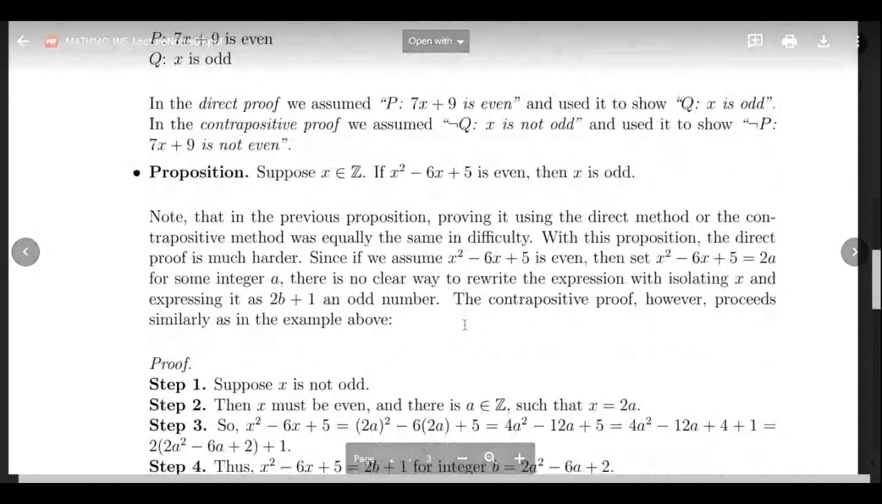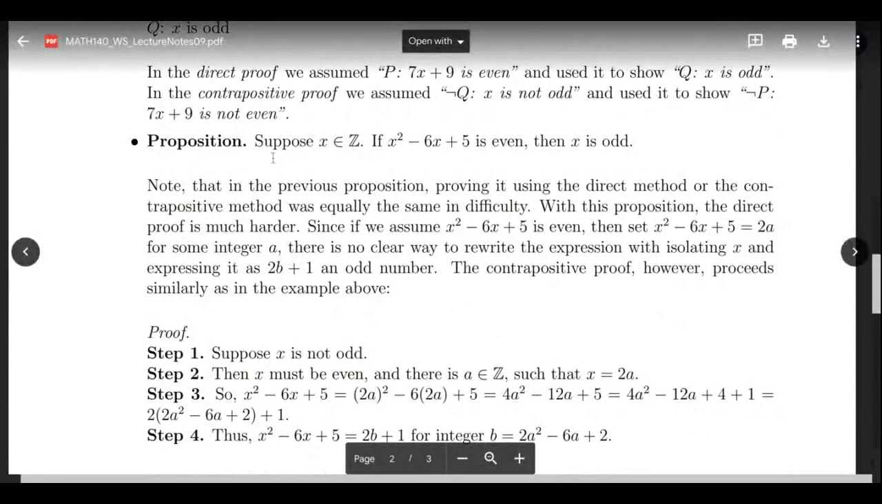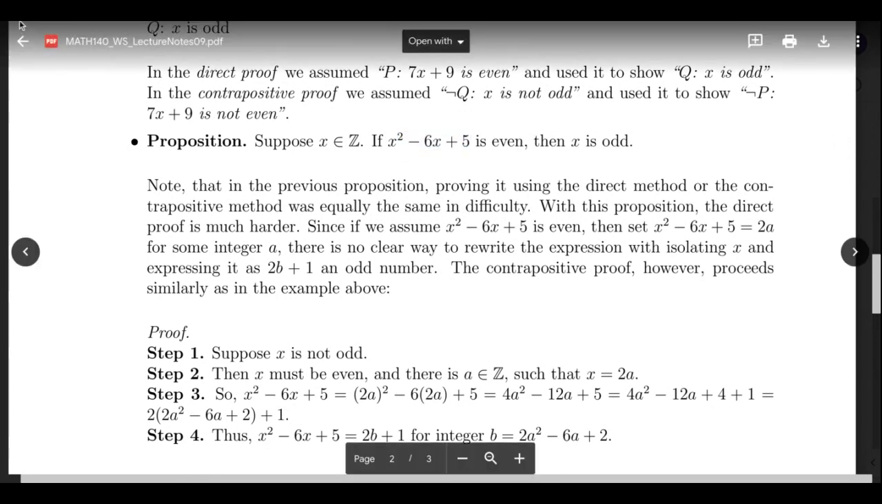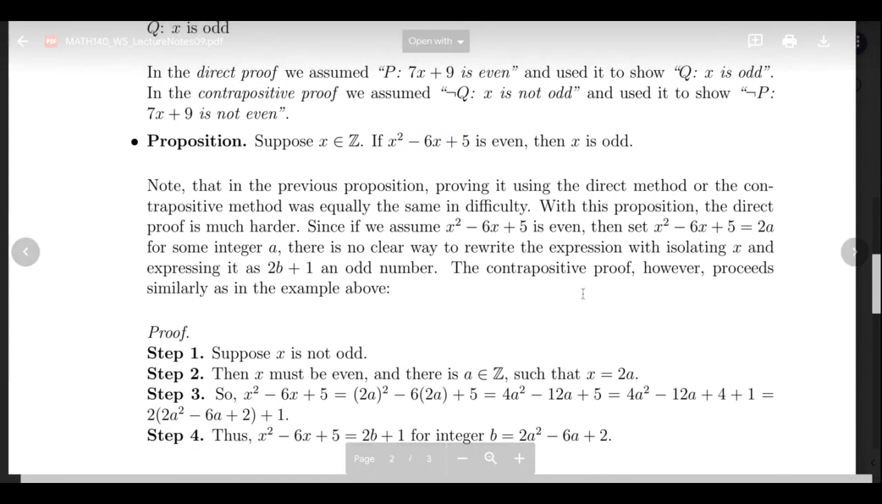Okay, let's see another proposition. Suppose x is an integer. If x squared minus 6x plus 5 is even, then x is odd. All right. So P is this one: x squared minus 6x plus 5 is even. Then Q is x is odd.